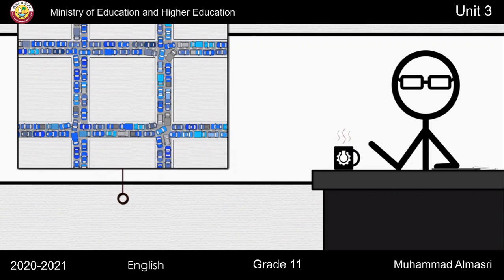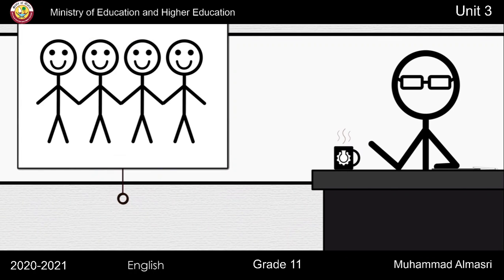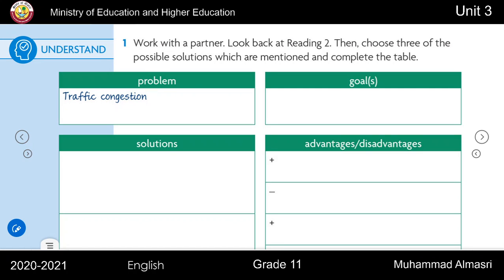and why traffic happens, why tailgaters are trouble, and how we can work together to make the roads better for all. Now, look back at reading 2, then choose 3 of the possible solutions which are mentioned and complete the table.